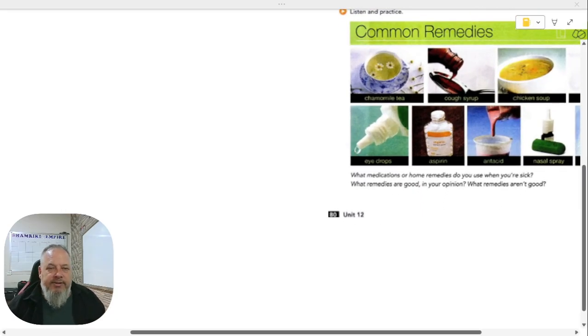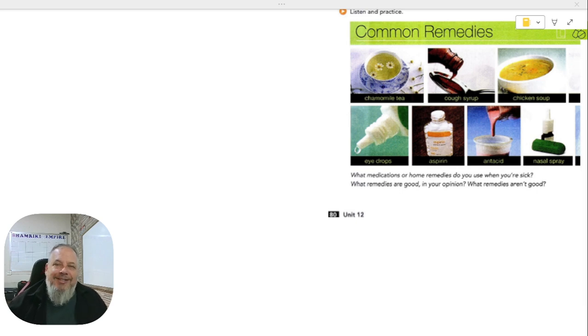Here on the bottom it says, what medications or home remedies do you use when you're sick? And what remedies are good in your opinion? And what remedies aren't good? So we will discuss this together in class or online, wherever we meet. But be ready to answer these questions here down below, please.